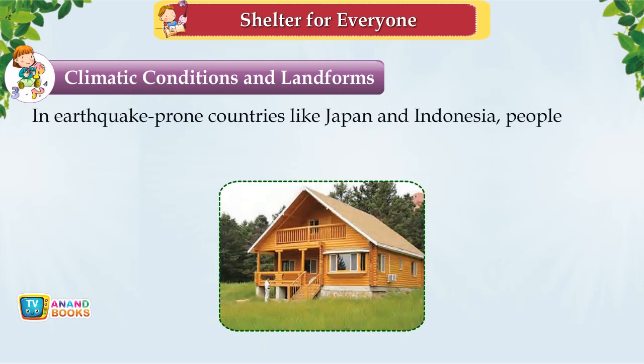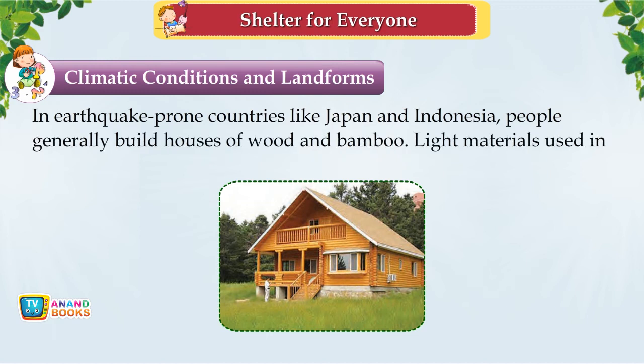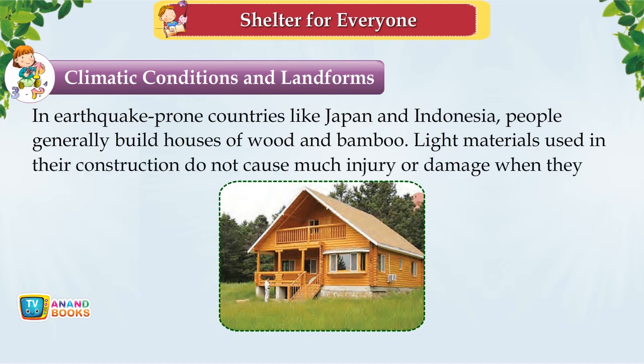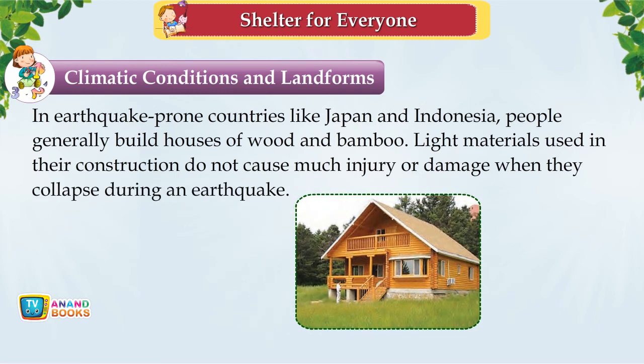In earthquake-prone countries like Japan and Indonesia, people generally build houses of wood and bamboo. Light material used in their construction does not cause much injury or damage when they collapse during an earthquake.